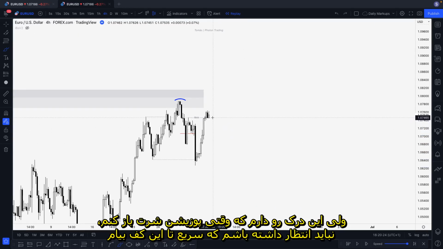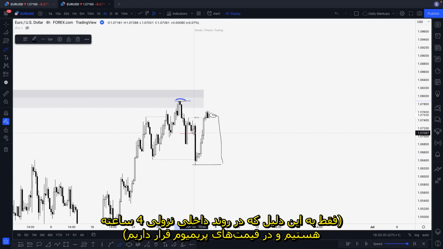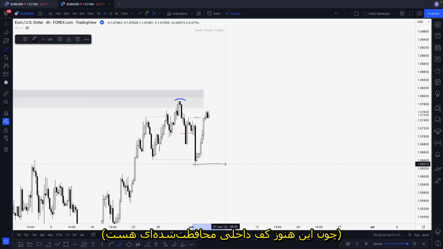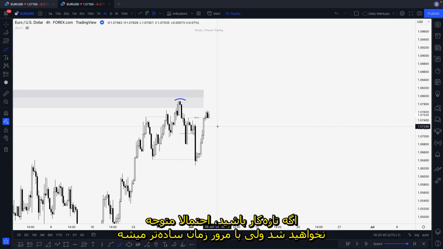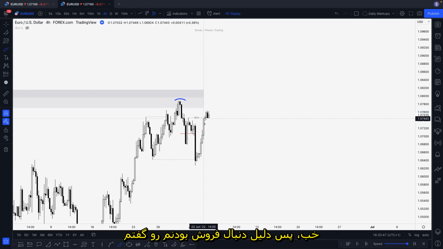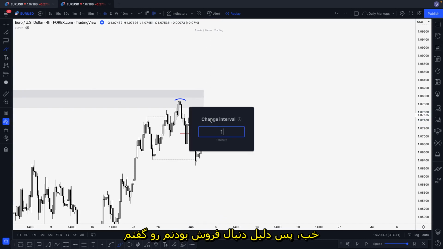But I just understand that if I take a sell, I will not target this low straight away, just because we are on the 4-hour bearish and premium prices, and it's still a protected internal 4-hour low. I hope it makes sense. If you are new, you probably will not understand this, but I think with time it becomes easier and easier, and yeah, that's why I was looking for a sell.